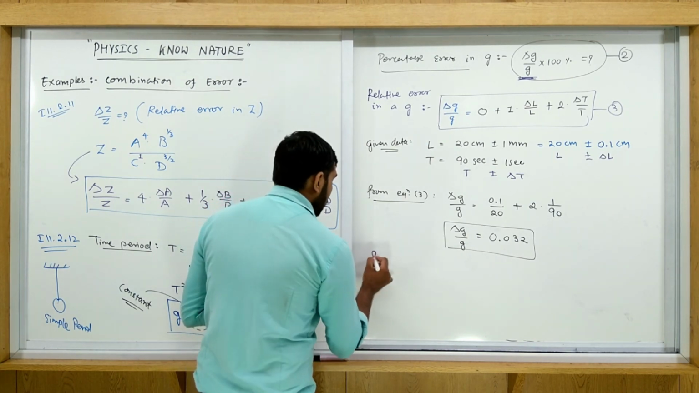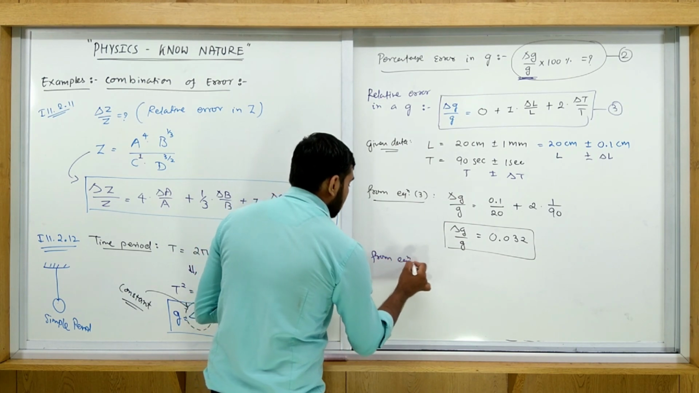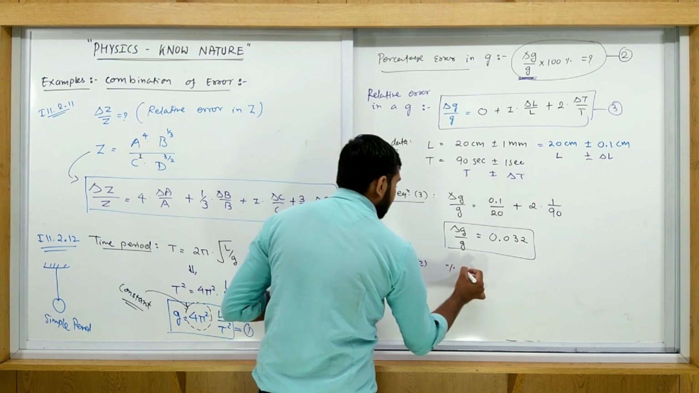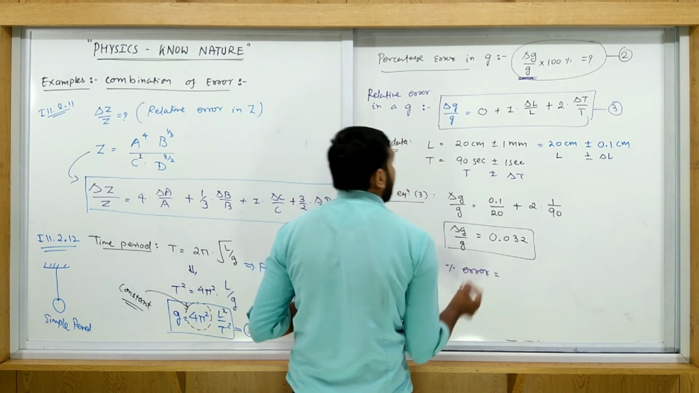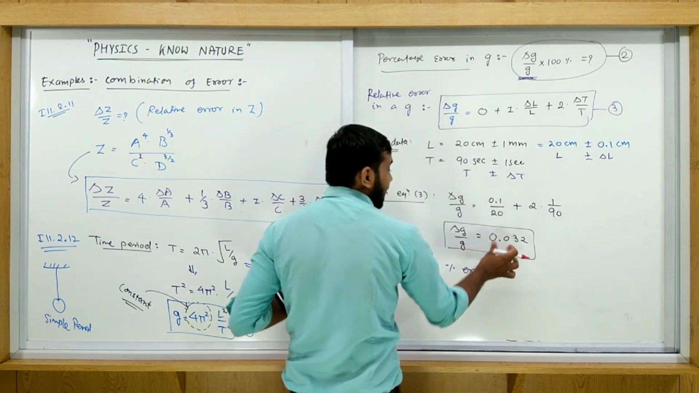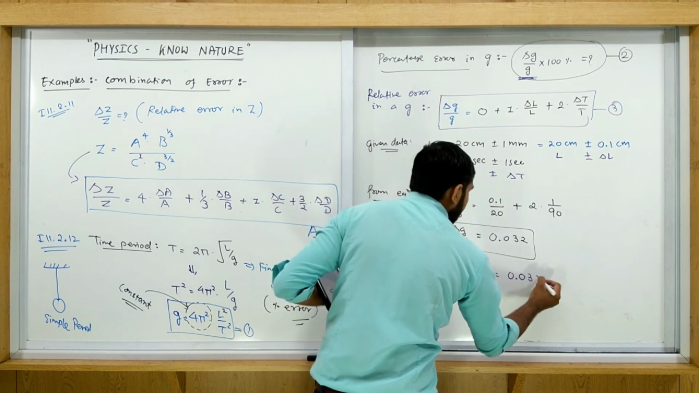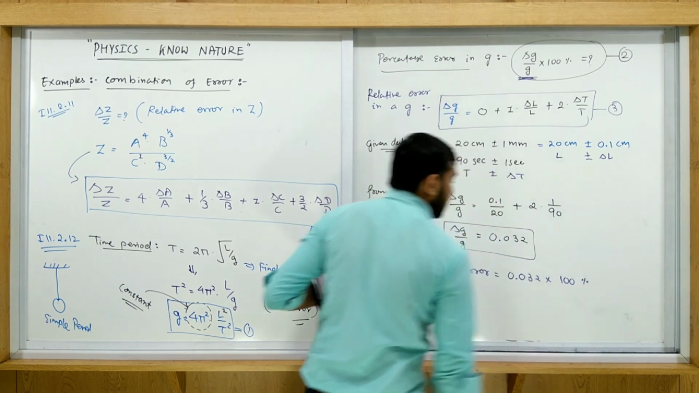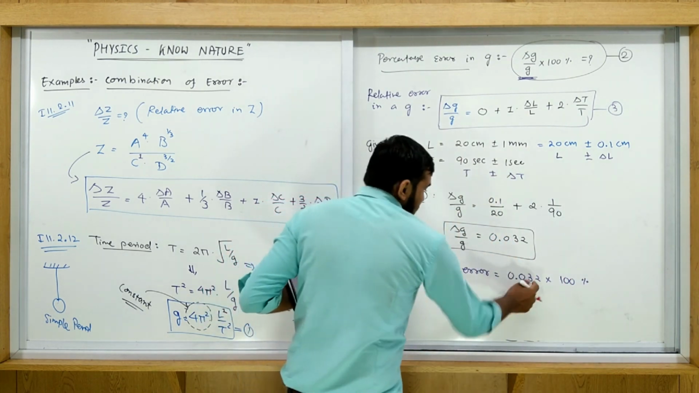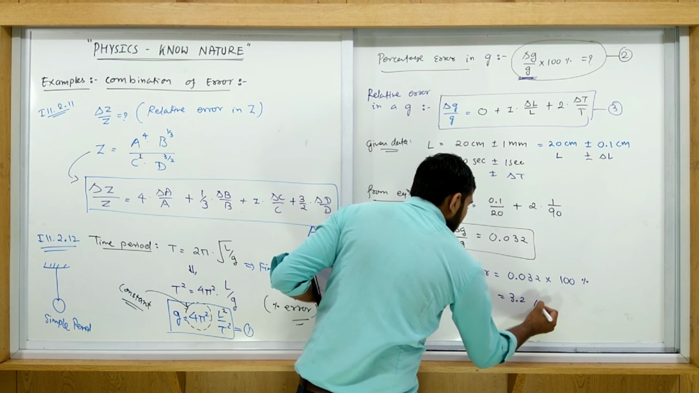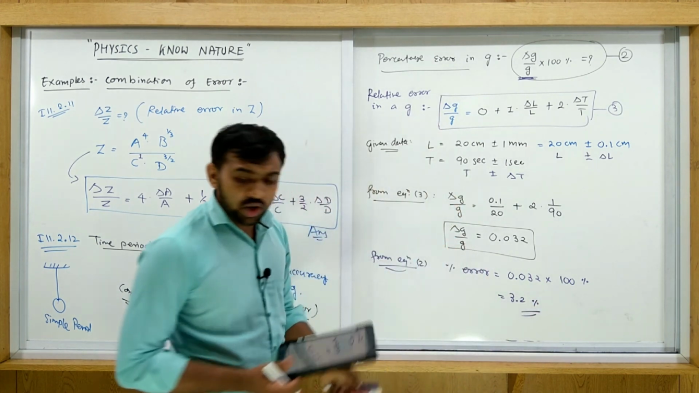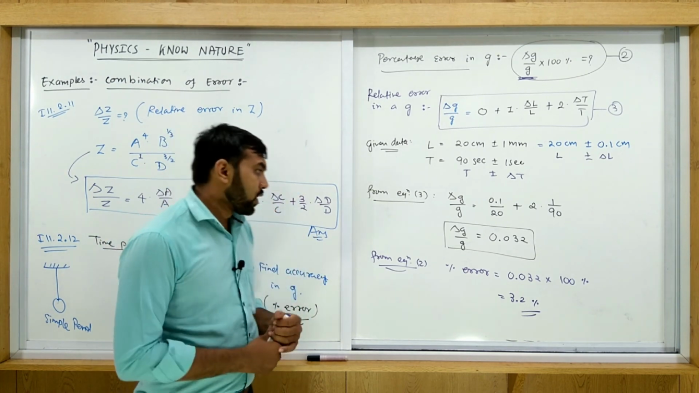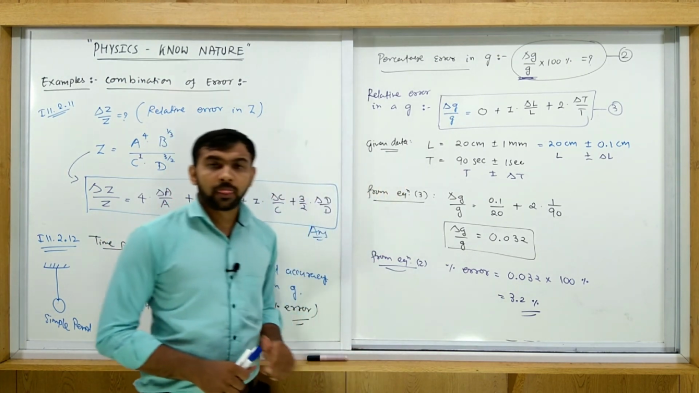So from equation 2, what is the percentage error? Percentage error is equal to delta g upon g, the relative error, 0.032, multiplied with 100. So multiply with 100%. So the answer is 3.2%. What is the meaning of this 3.2%? You must remember it and must understand it. What is the meaning of this one?